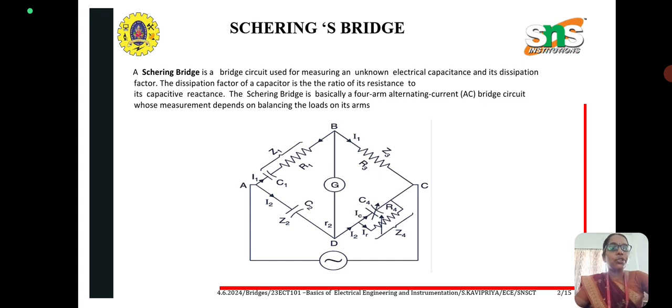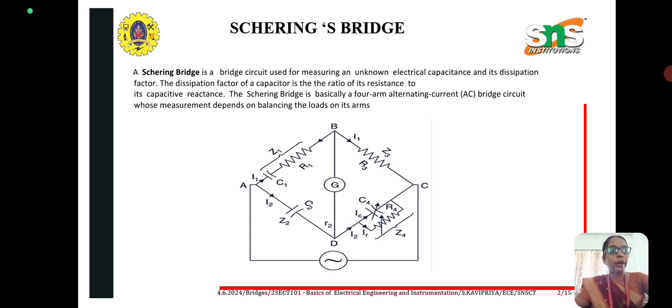So Schering bridge is a bridge circuit. It is used for measuring an unknown capacitance, and it is also used for measuring the dissipation factor of the capacitor. So it is an AC bridge. AC supply will be given to the Schering bridge. Here we will have 4 branches. In one branch we will have a resistance and capacitance connected in series, and the opposite branch will have a resistance and capacitance connected in parallel.